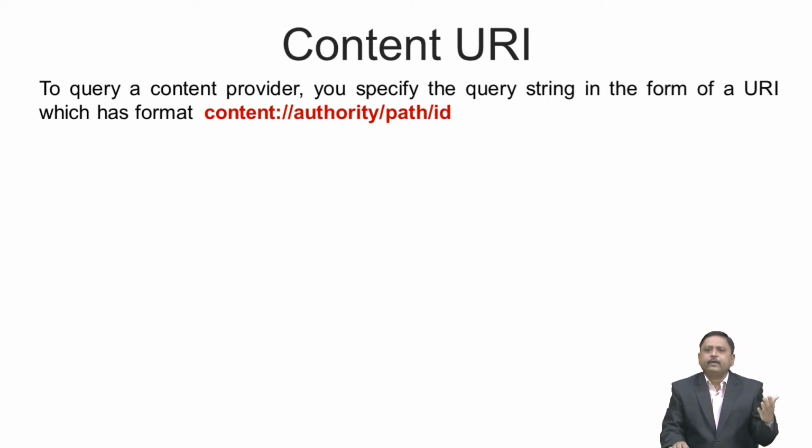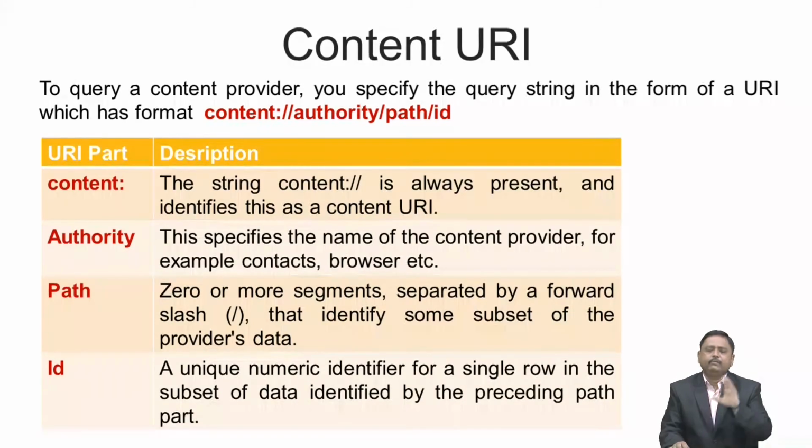You specify the query string in the form of a URI, which has the format content:// then authority, then path and then ID. Now, let us try to understand what is authority, what is path and what is ID. The content URI always starts with the string content://. It is always there and it identifies this as a content URI. Anything which starts with content:// refers to a content URI.